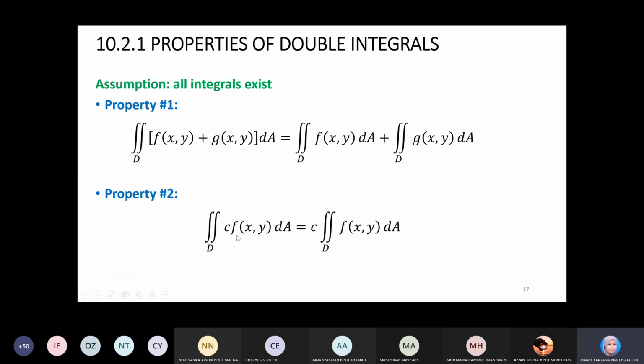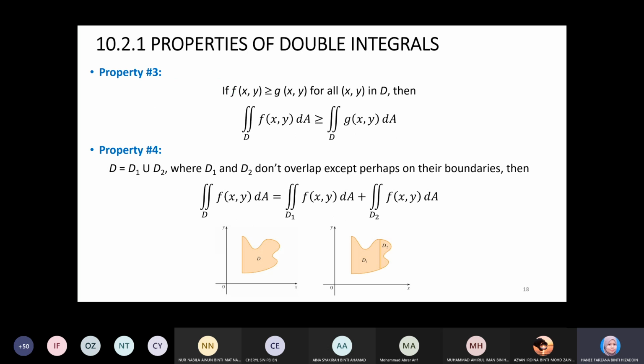Property number 2 is if you have c as a constant multiplying the function with respect to the area, then you can just take out the c, which also makes sense. I think most of these properties are actually the same as the properties of the single integral so far.